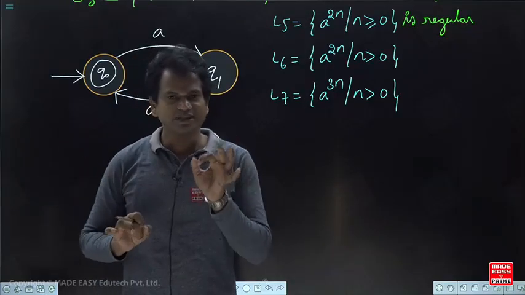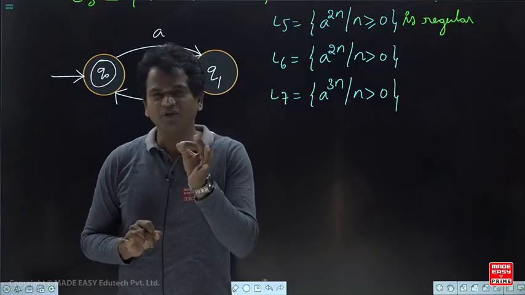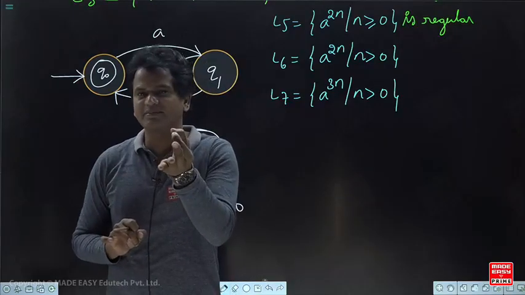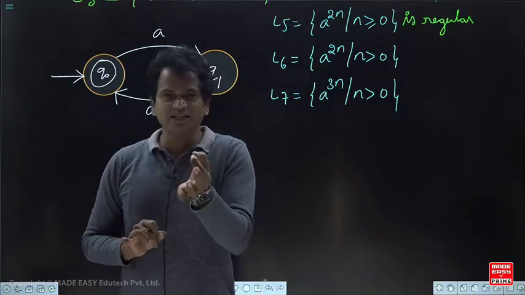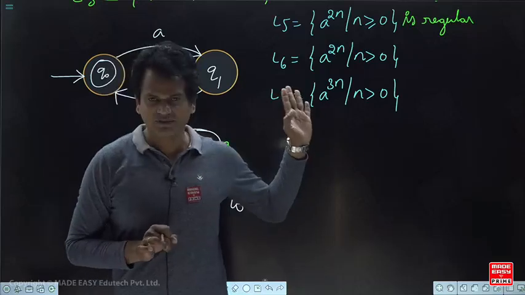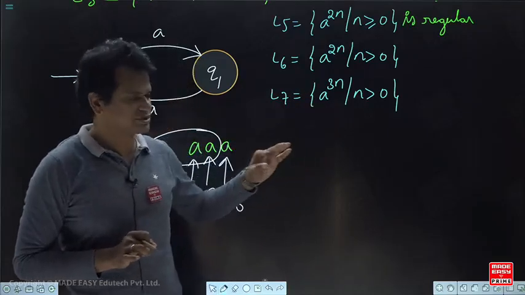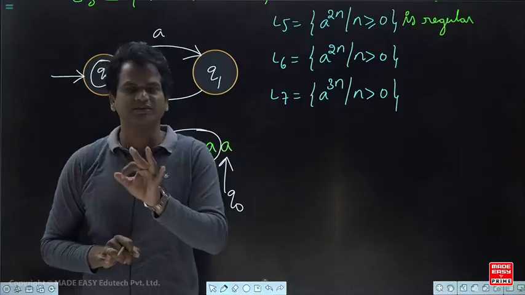Okay? So simply, finite automata don't have memory. Of course we say finite automata has memory, but that is finite memory. What is finite memory? You will understand in future. Okay, so you will understand in the next questions. So finite automata does not have the memory.